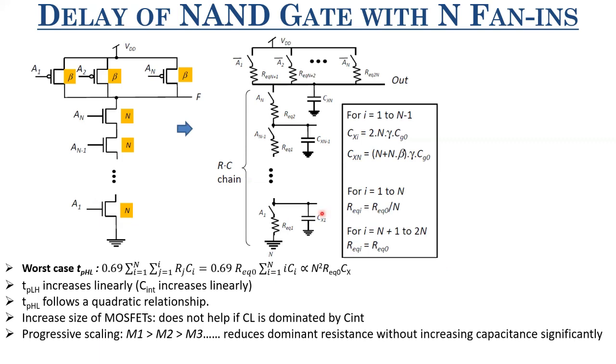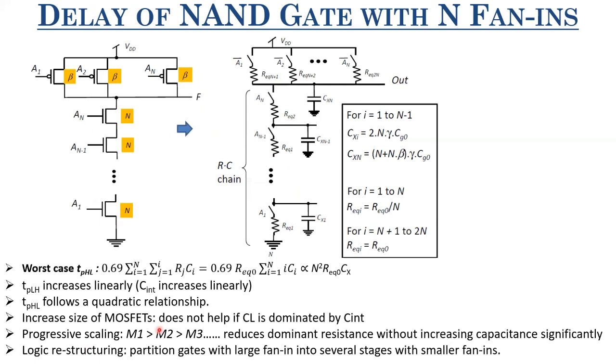Also, what people generally do is they avoid this kind of design of combinational circuits with large fan-ins. So they go for logic restructuring. What that essentially means is they partition the gates having large fan-in into several stages with smaller fan-ins. If you have a 6-input AND gate, its delay will be proportional to 36 something, and its area would also be proportional to 36 something.